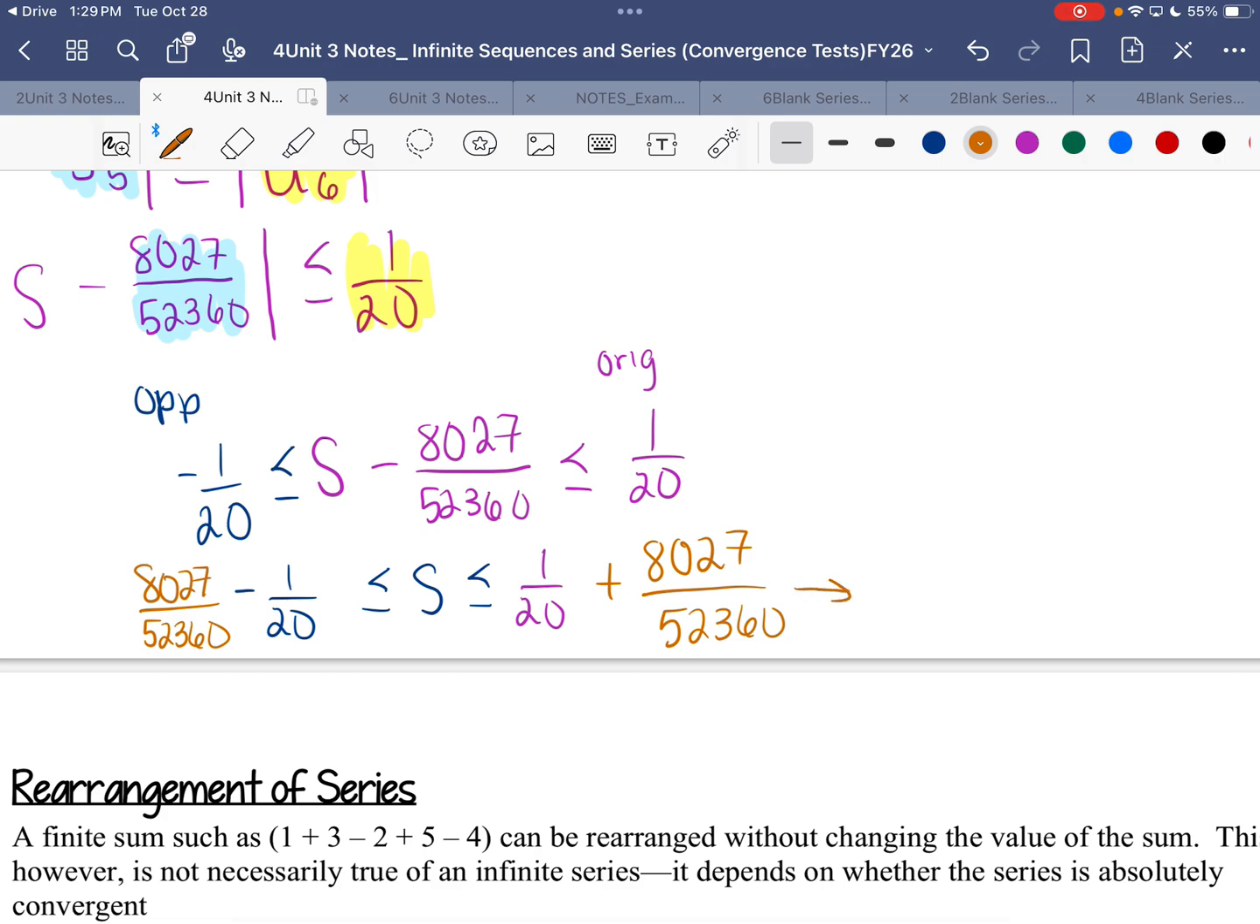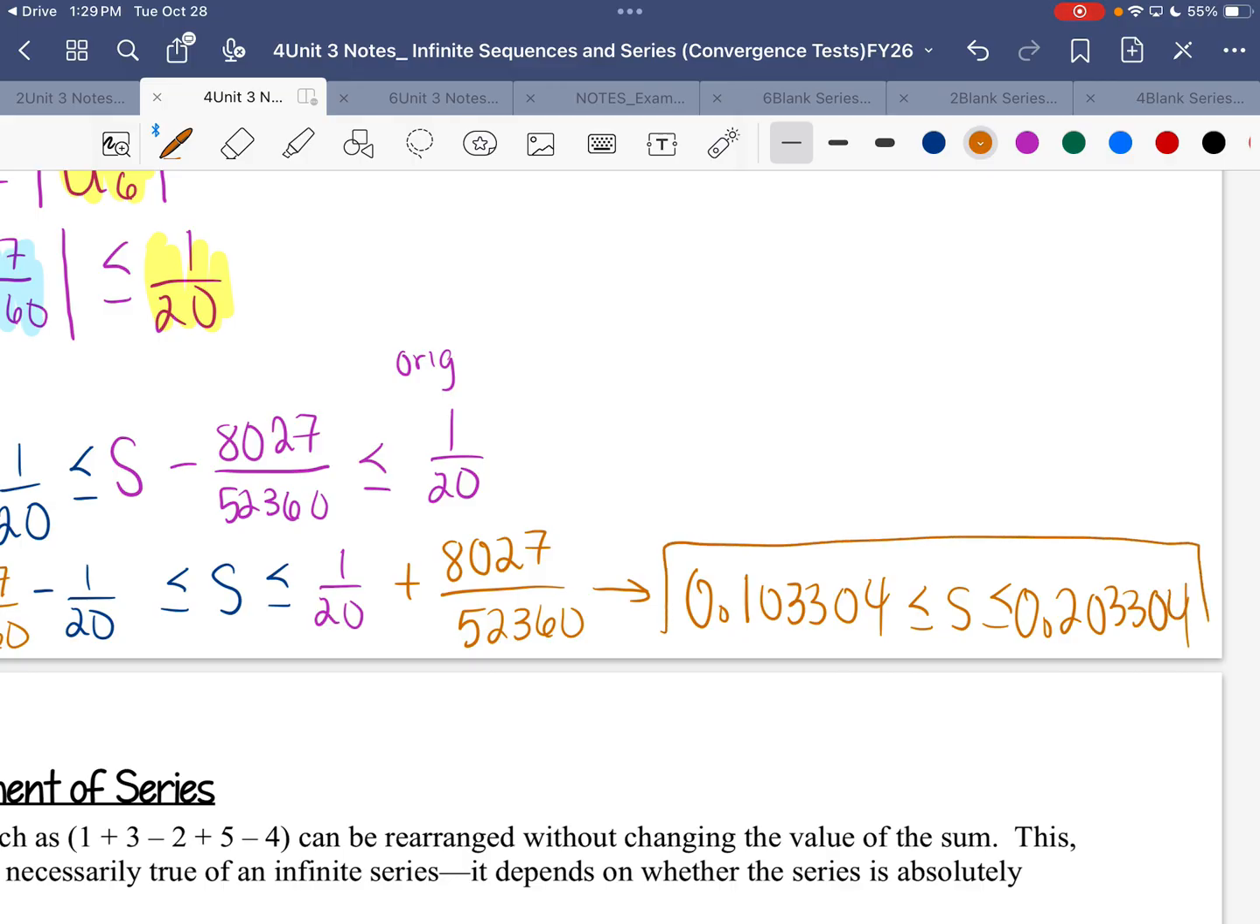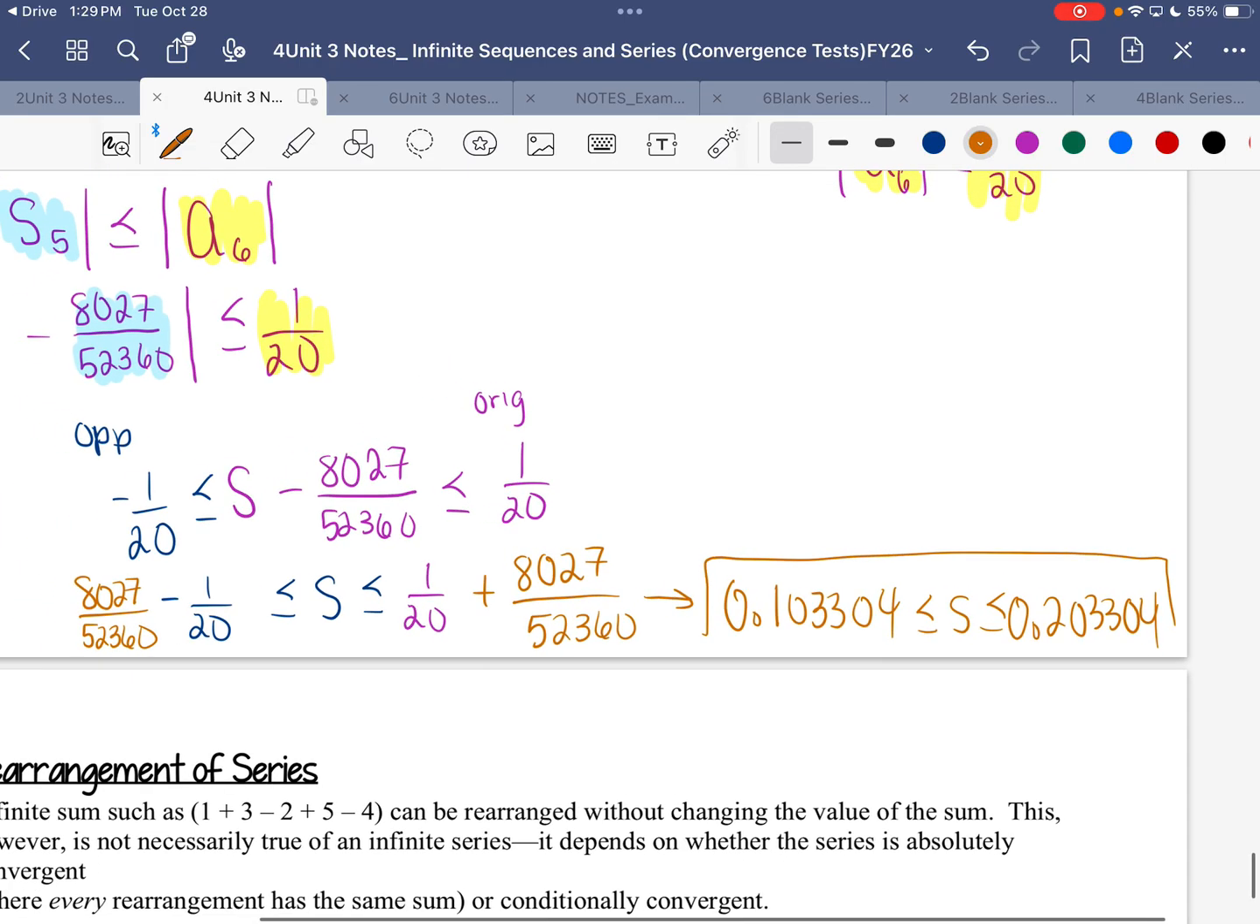Which now it said write it as decimal places. I think 0.103304 is the right number of decimal places, less than or equal to S, and then the next one. So basically, if I only use the first 5 terms to sum up this series, I would be accurate within about 0.1, which is not great. I probably need a few more terms to be more accurate than 0.1.